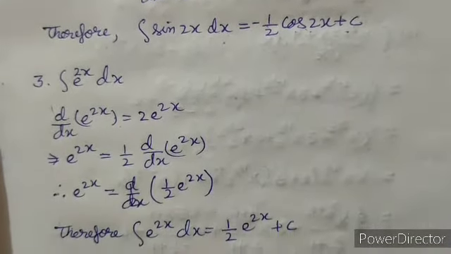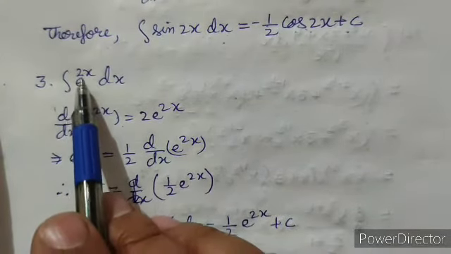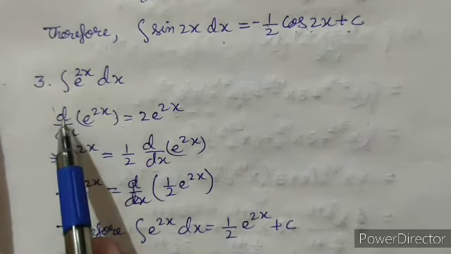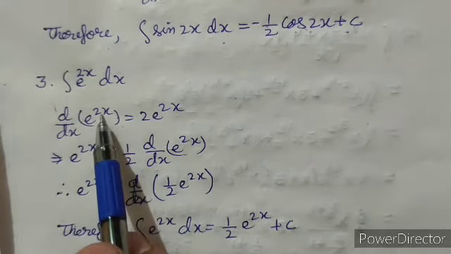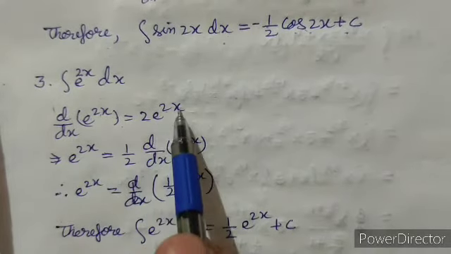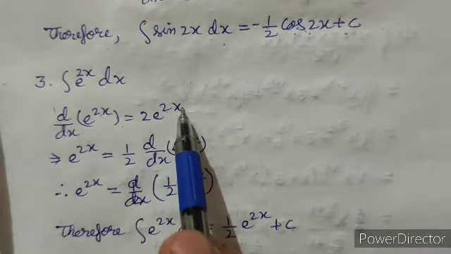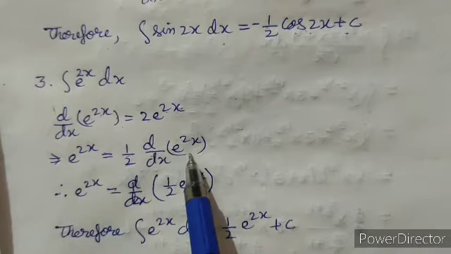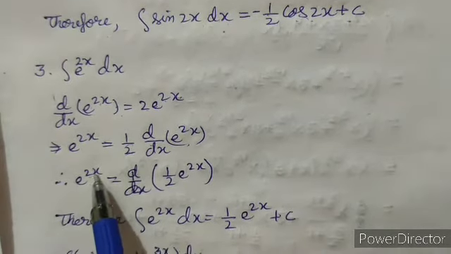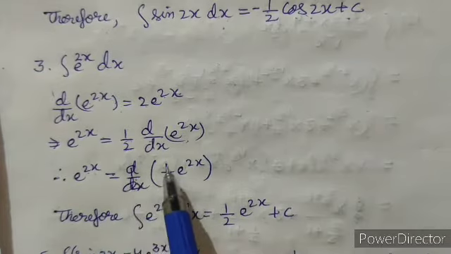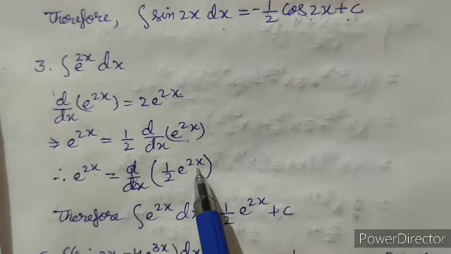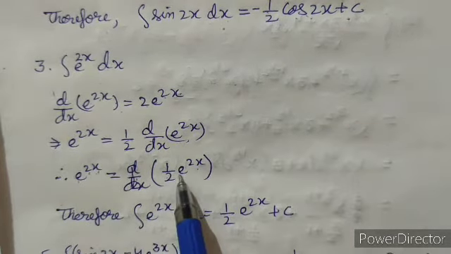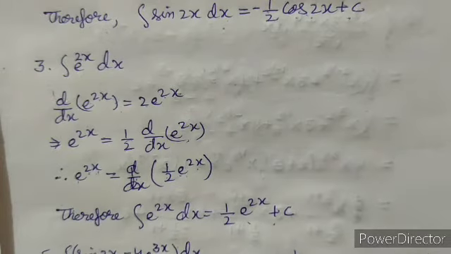Now in question number 3, we have to find the integral of e raised to power 2x dx. As we know that d by dx of e raised to power 2x is equal to 2 e raised to power 2x. So e raised to power 2x will be equal to 1 by 2 d by dx of e raised to power 2x. Or we can say therefore e raised to power 2x will be equal to d by dx of 1 upon 2 e raised to power 2x. Or we can say the integral of e raised to power 2x dx will be equal to 1 by 2 e raised to power 2x plus c.